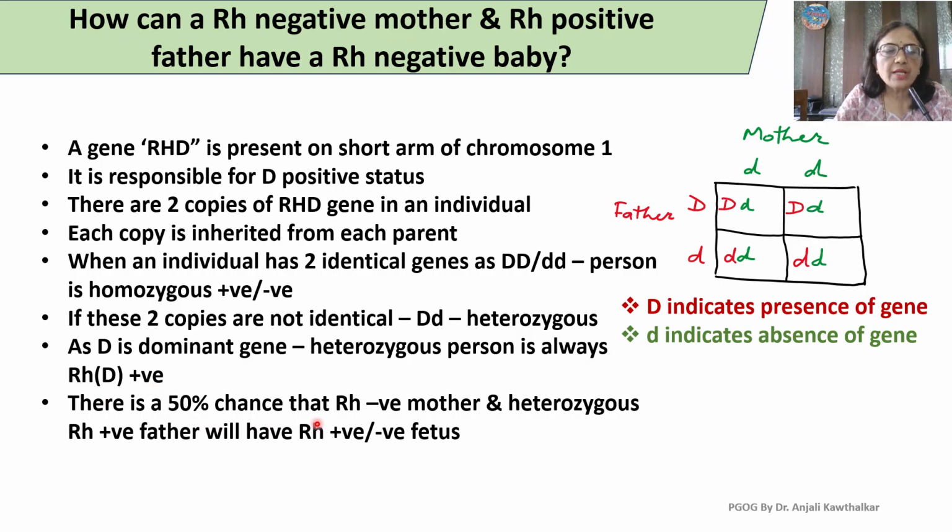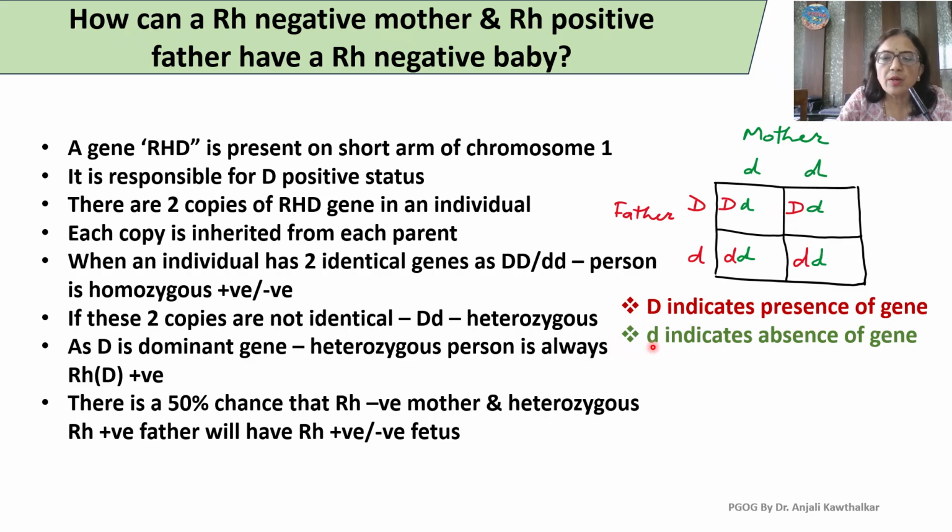There is a 50% chance that an Rh negative mother and a heterozygous Rh positive father will have either an Rh positive or an Rh negative fetus. Here we can understand mother is small d, father is capital D small d, heterozygous, so there is a 50% possibility that the baby will be Rh negative, or a 50% possibility the baby will be RHD positive. Capital D indicates presence of the gene.